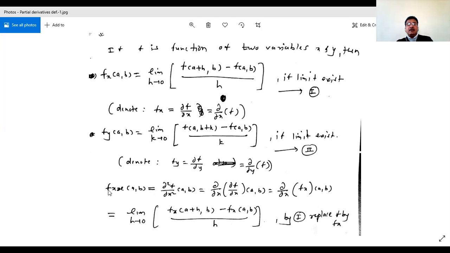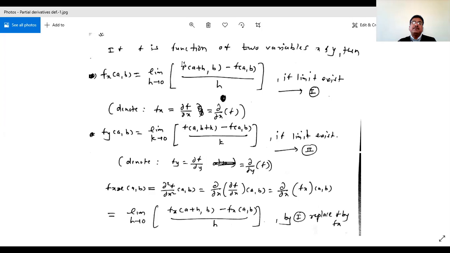And then what is f_xx(a,b)? It is ∂²f/∂x² at (a,b), or ∂/∂x of ∂f/∂x at (a,b), or it is ∂/∂x of f_x. This ∂f/∂x means f_x, and we have to write ∂/∂x of f_x, that is, just replace f by f_x. So what is f_xx(a,b)? Limit h tends to 0, [f_x(a+h,b) − f_x(a,b)]/h.